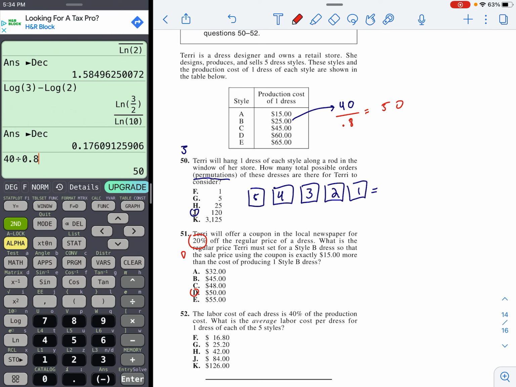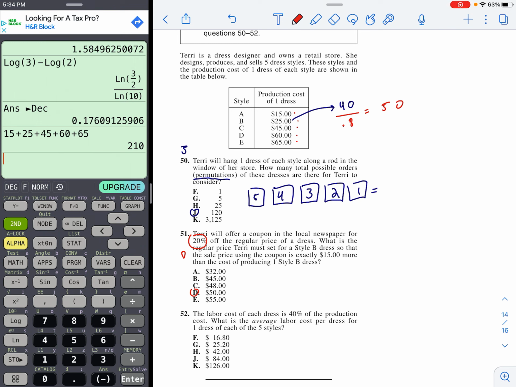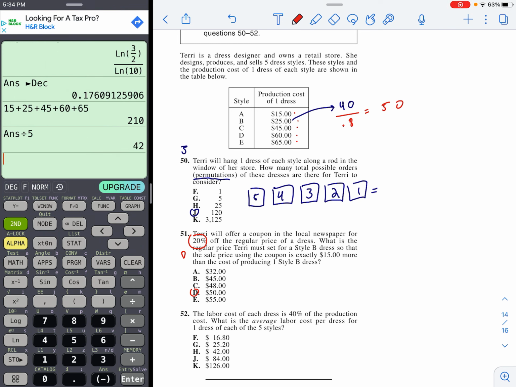So the trick here to doing this one quickly is to realize you could sit and do 15 times 40 plus 25 times 40 plus 45 times 40. You could do all of that, but this is going to have the same result as just finding the average cost of the dress, 15 plus 25 plus 45 plus 60 plus 65. If you add those things together, the average cost of the dress is $42.